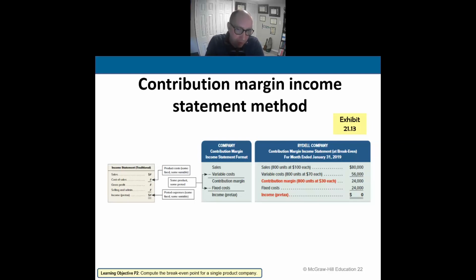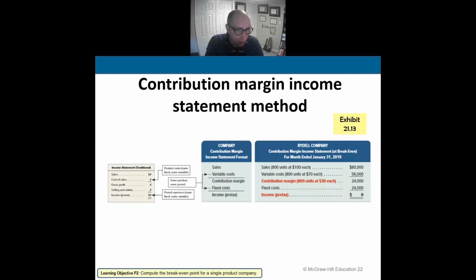And what it shows us is, based on the income statement, at what point are you breaking even? And the way it works is we take sales, so sales amount, minus variable cost. Sales minus variable cost equals contribution margin, minus fixed costs equals income. When income is 0, you've broken even.